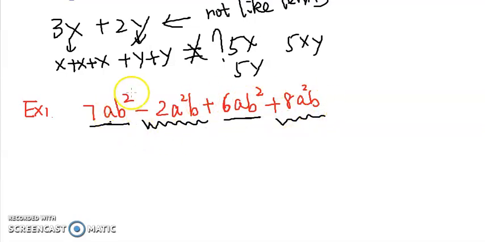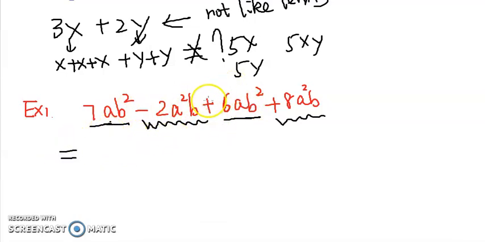But ab squared and a squared b, they are not like terms. They look very close. ab squared, but this square is on the b, and that square is on the a. They don't match. They are not like terms. So you have to make sure all the letters match, and the corresponding exponents also match.